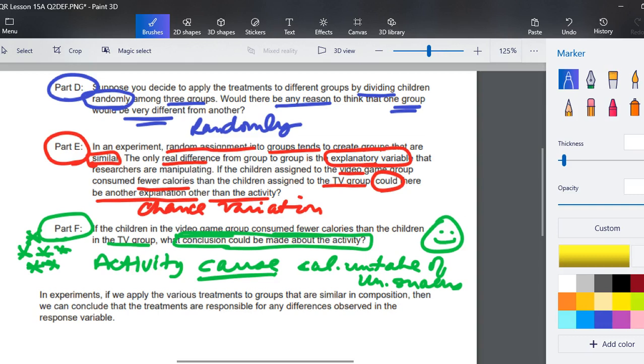In experiments, if we apply the various treatments to groups that are similar in composition, huge words, similar in composition, then we can conclude that the treatment is going to be what's responsible for any differences that we note, observe, see, calculate in the response variable. I'm going to put a couple of stars around this one. It's worth adding to a Google Doc, adding to flashcards, adding to something.